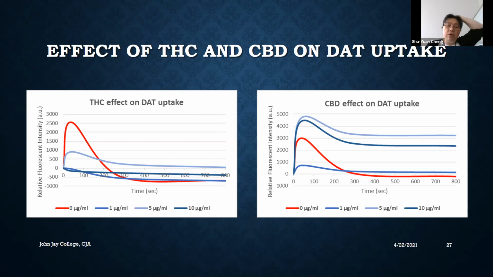For the immunocytochemistry study, the CBD concentration is from 10 to 50. So it's kind of consistent with my immunocytochemistry study. I just need to expand a little bit more to lower concentrations for the immunocytochemistry to see what happens at 1 microgram per ml.